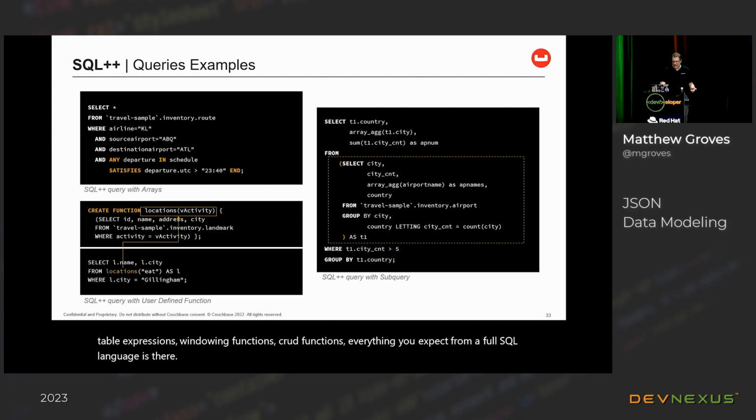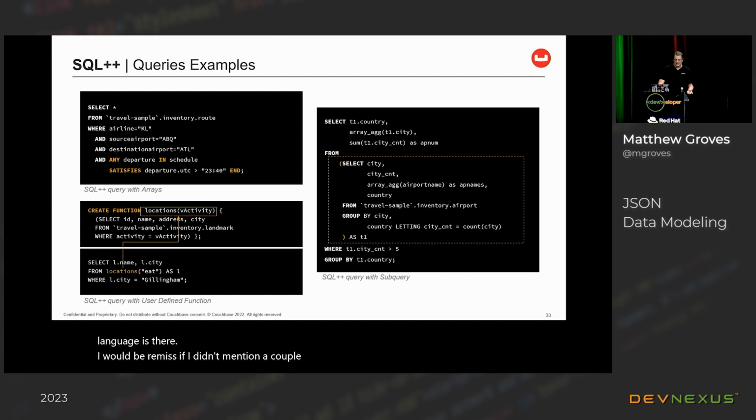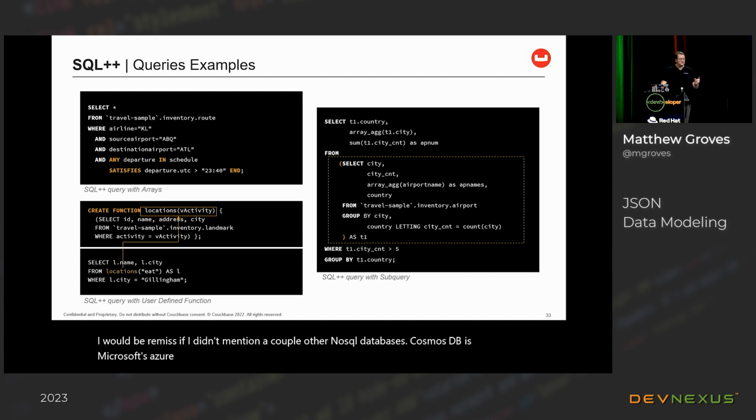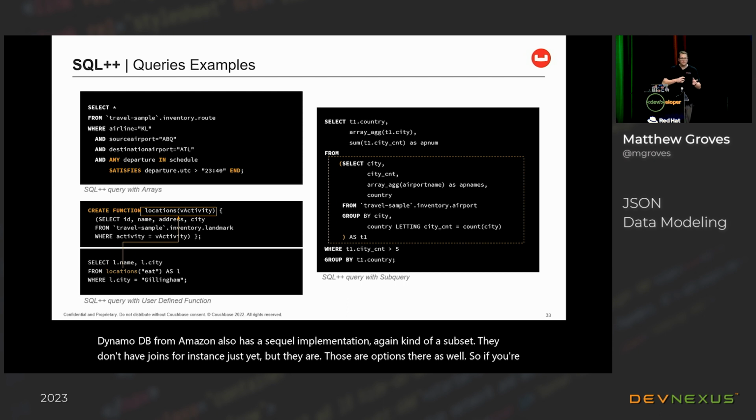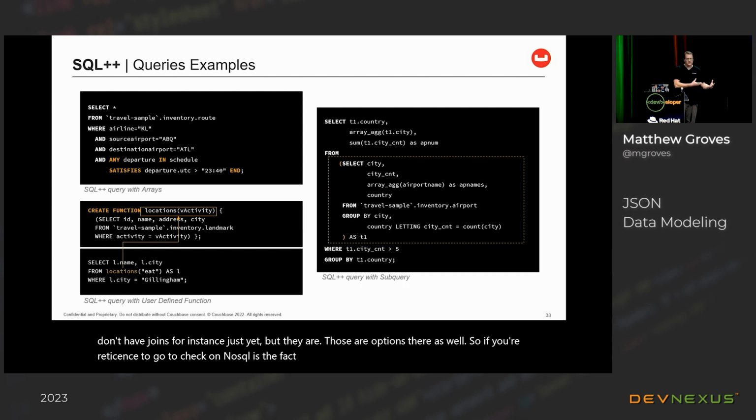I would be remiss if I didn't mention a couple other NoSQL databases. Cosmos DB is Microsoft's Azure offering. They also have a SQL language. It's a much smaller subset, but I do like it because I come from a SQL relational background, like most of you, and I think SQL is a very powerful language. DynamoDB from Amazon also has a SQL implementation. Again, kind of a subset. They don't have joins, for instance, just yet, but those are options there as well. So if your reticence to check out NoSQL is the fact that you have to learn a whole new language, I would say it's time for you to check out some of the great SQL implementations for these JSON databases.